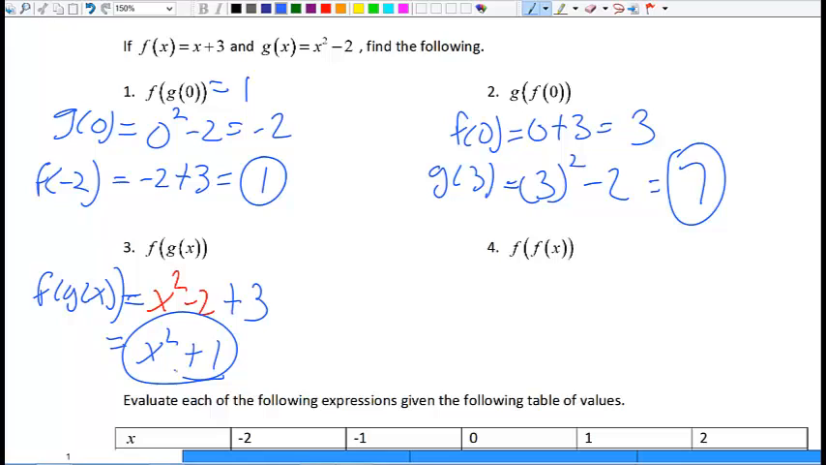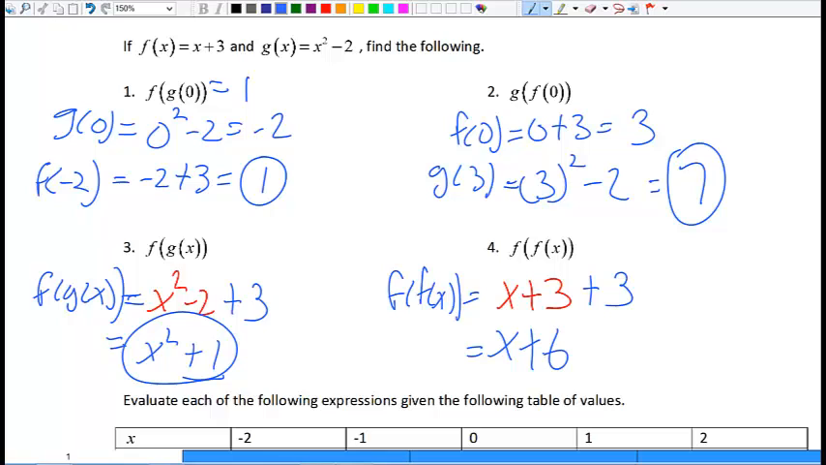You can also do f of f of x. So you can stick f inside itself. So I want to take f, which is x plus 3, and I want to evaluate it inside itself, which means I just want to take x plus 3 with another plus 3. Okay, which in this case is just x plus 6.